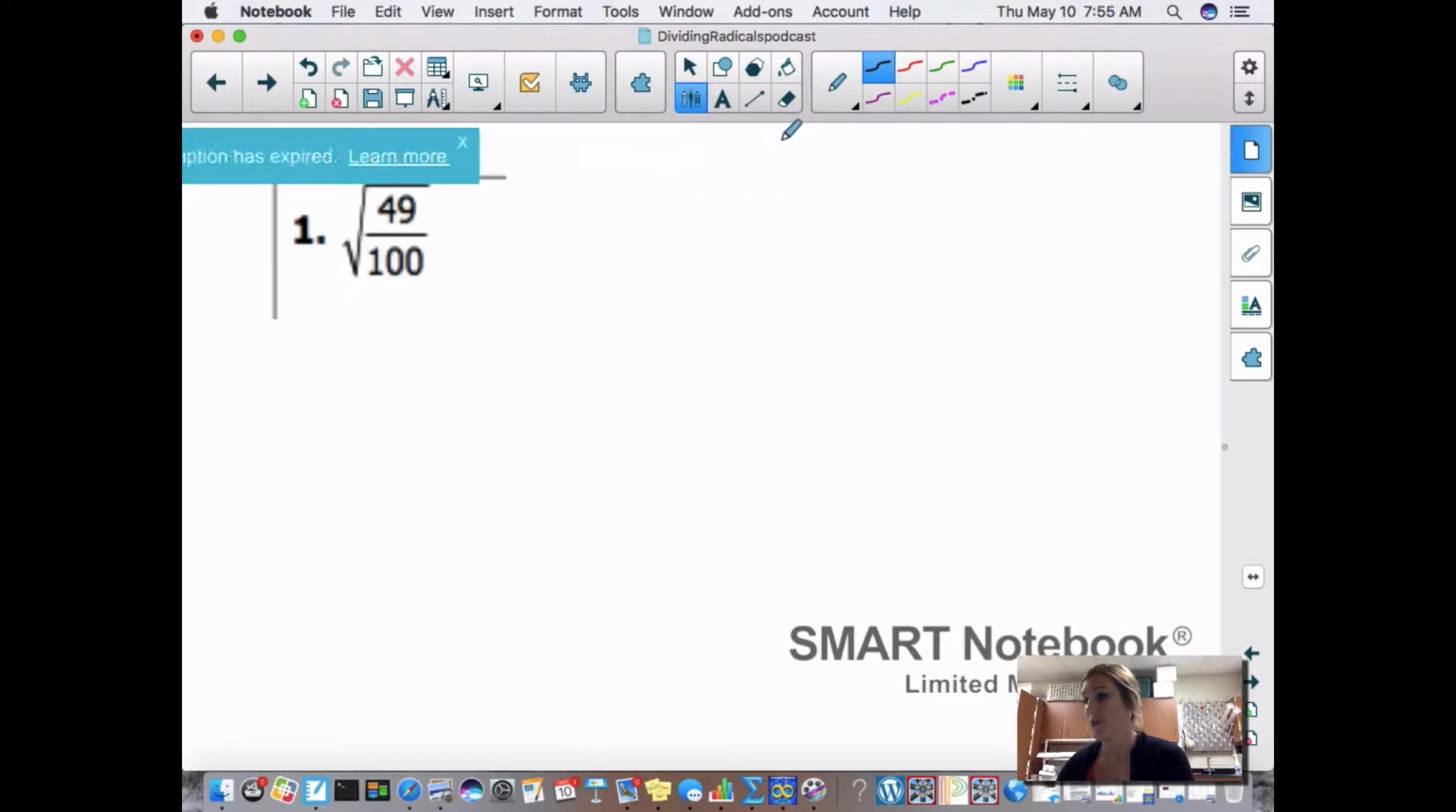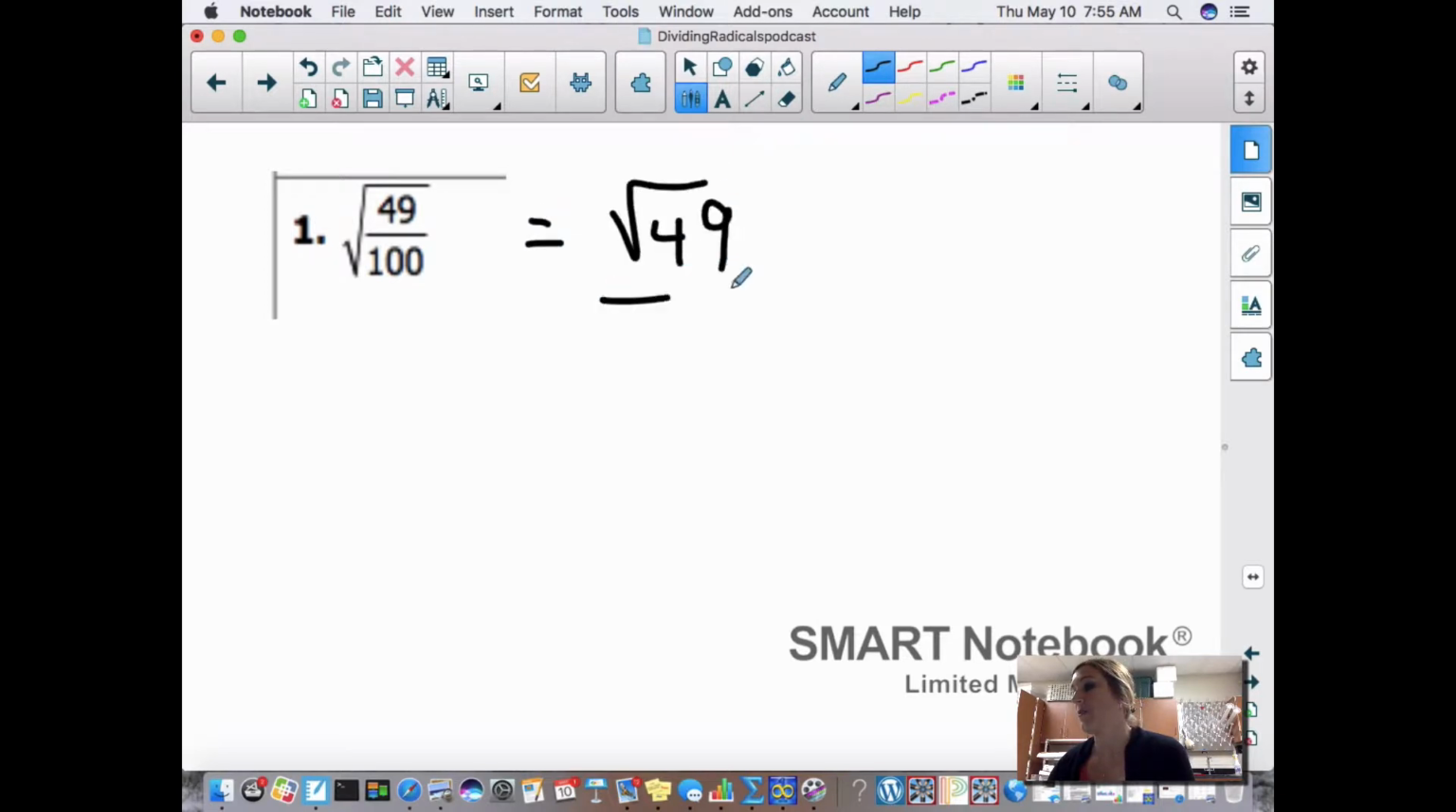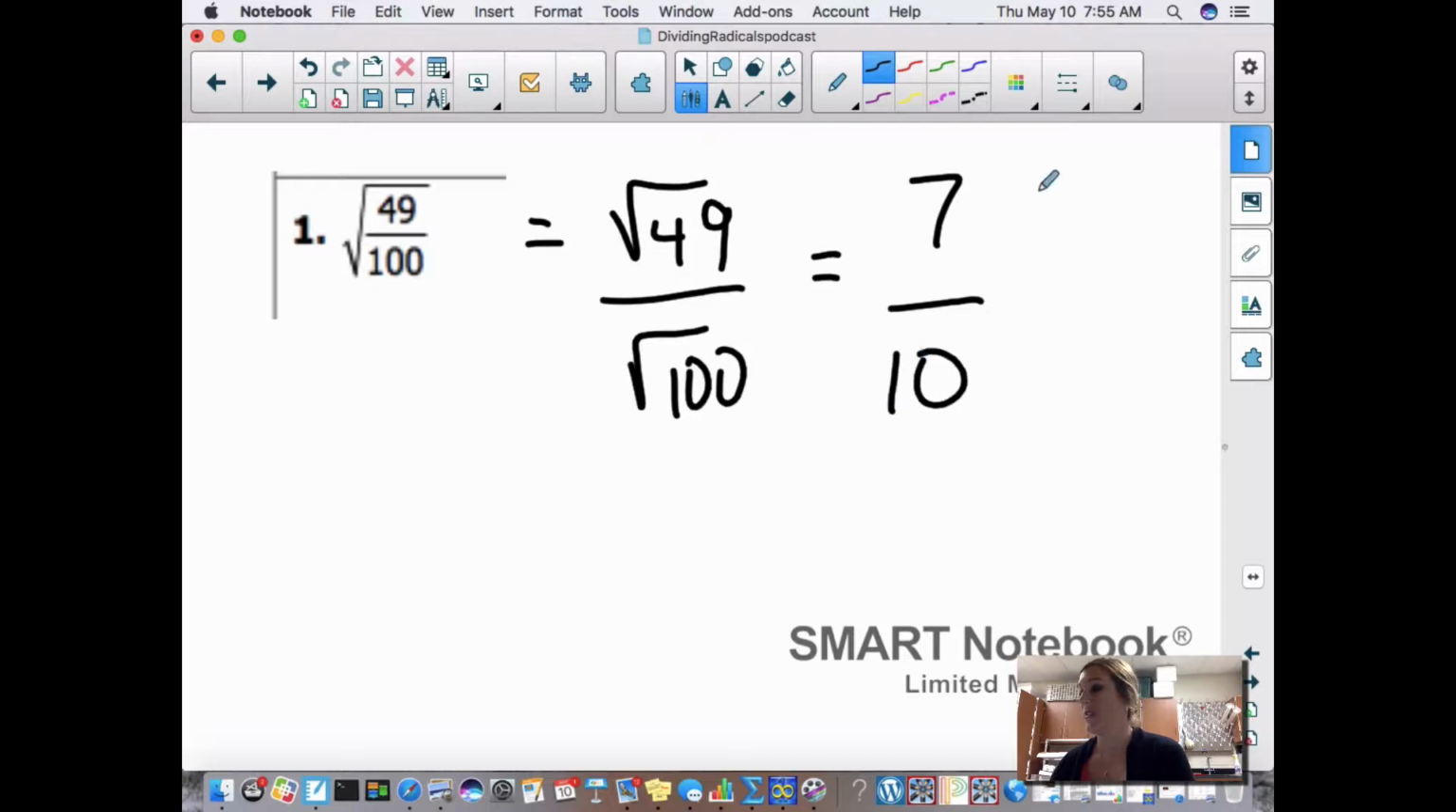So number one on your note sheet, we have the square root of 49 over 100. So we are going to separate it into the square root of 49 over the square root of 100. So simplify. The square root of 49 is 7. Square root of 100 is 10. 7 over 10 does not simplify.